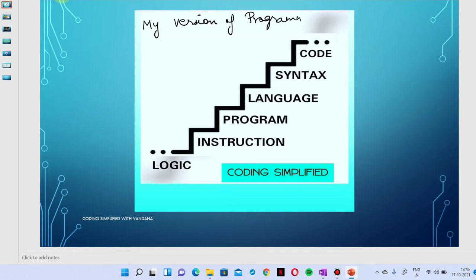Now after this video, you'll be able to define what a code is, or the meaning of coding. As you can see over here in the step-by-step procedure, the first one that we are going to discuss is logic. The first important step that we'll discuss is logic.